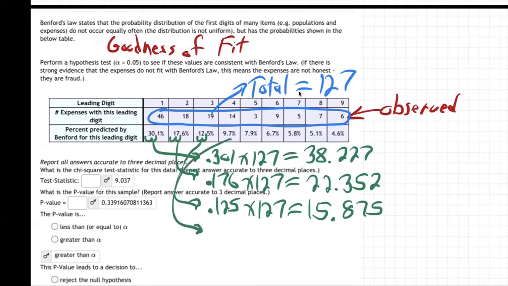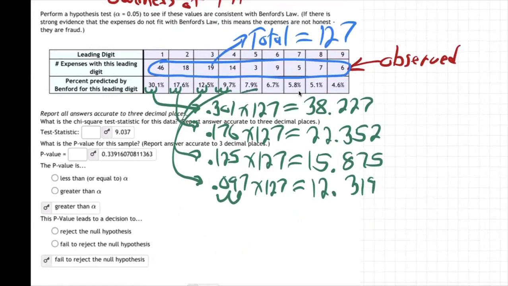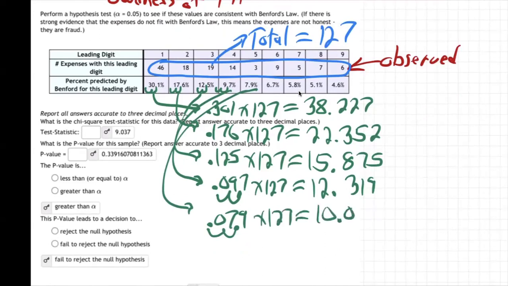Next one. Now watch out, this one, 2 places back. So 1, 2, that's going to be 0.097, isn't it? See how I went back 2 places there? It started off right here, then it went 1, 2, didn't it? Multiply that in your calculator and you're going to get 12.319. Okay, the next one, again 2 places back, 0.079, because again it started out right here, 1, 2. You're always going 2 places back. And that comes out 10.033.